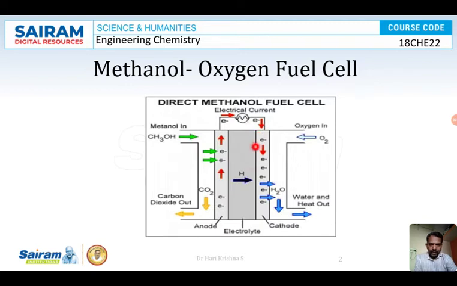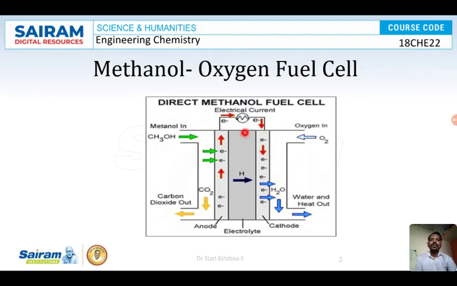So in between this anode and cathode, a small membrane is inserted in order to prevent the diffusion of methanol towards the cathode. When methanol is supplied to the anode and oxygen to the cathode, electrochemical redox reactions occur inside the fuel cell and electricity is generated. The electric current is withdrawn continuously. What are the products formed? The products formed are carbon dioxide and water, which are continuously withdrawn.